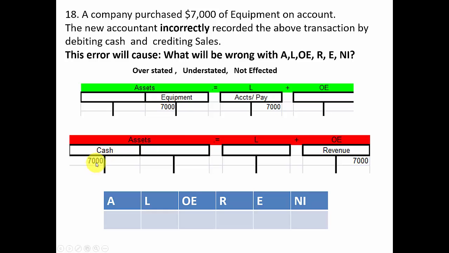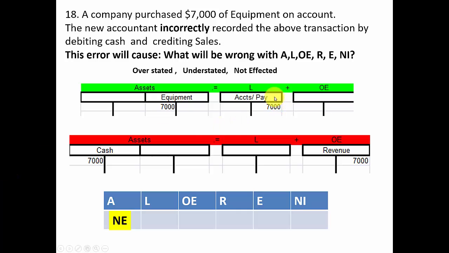Instead, we increased an asset by $7,000, which was cash, and also increased a revenue account by $7,000. That's what we did. So if this is what we actually did, this in red, and we should have done what was in green, how will our assets, liabilities, owner's equity, revenue and expenses, and net income all be affected? Okay, so assets looks like you should have increased assets by 7,000, and you did. So assets will be not affected.